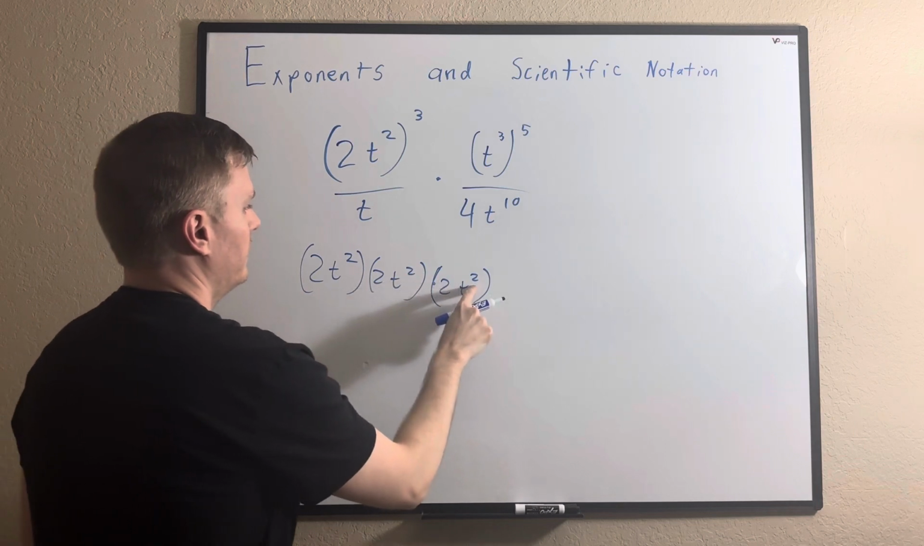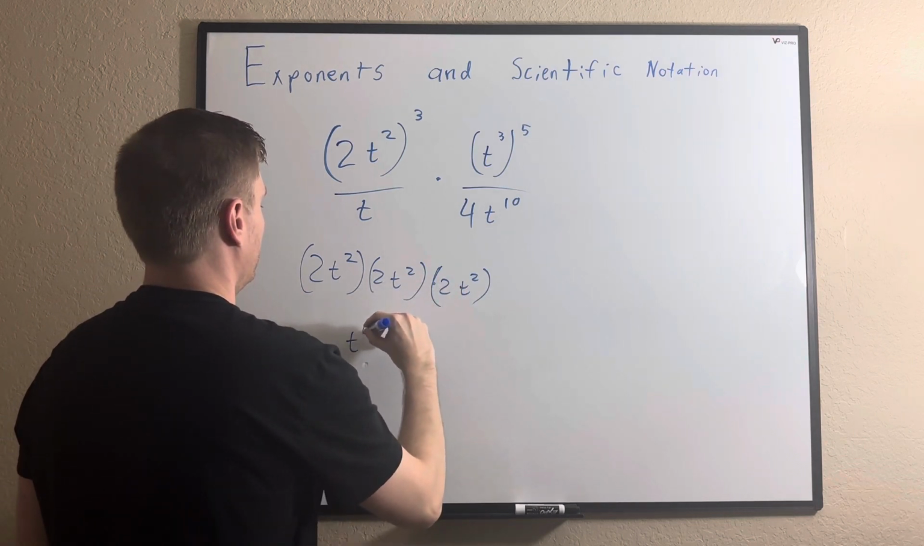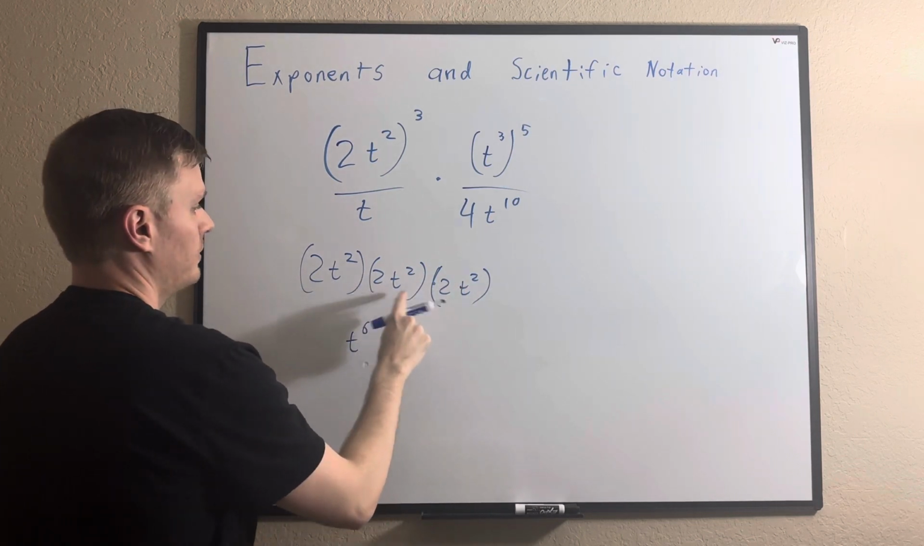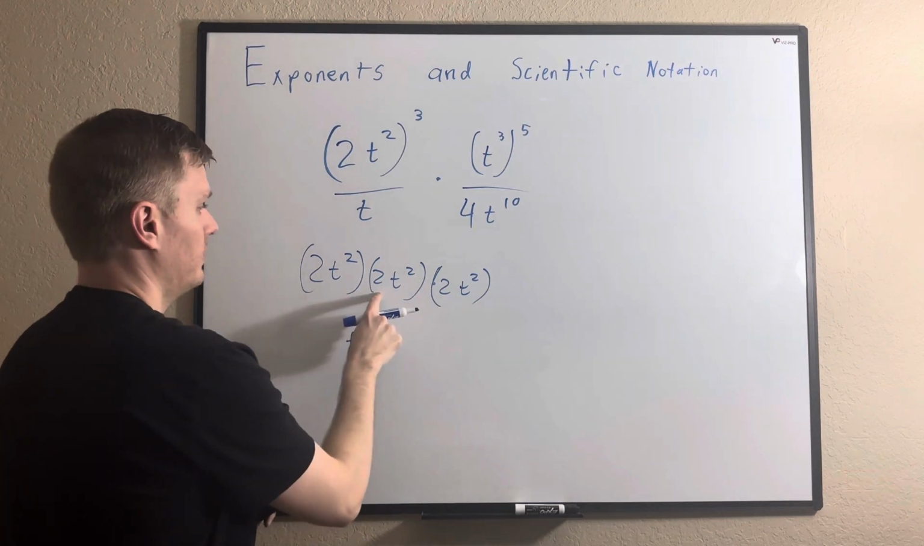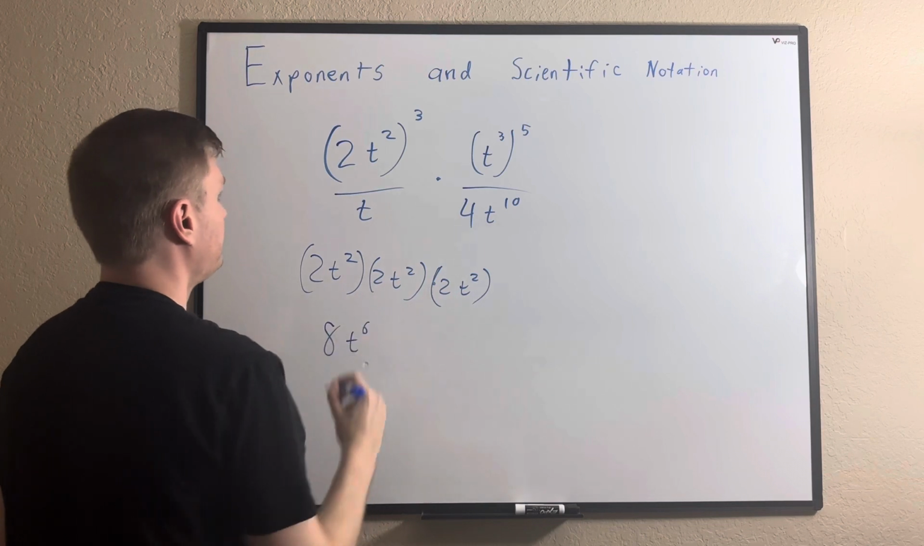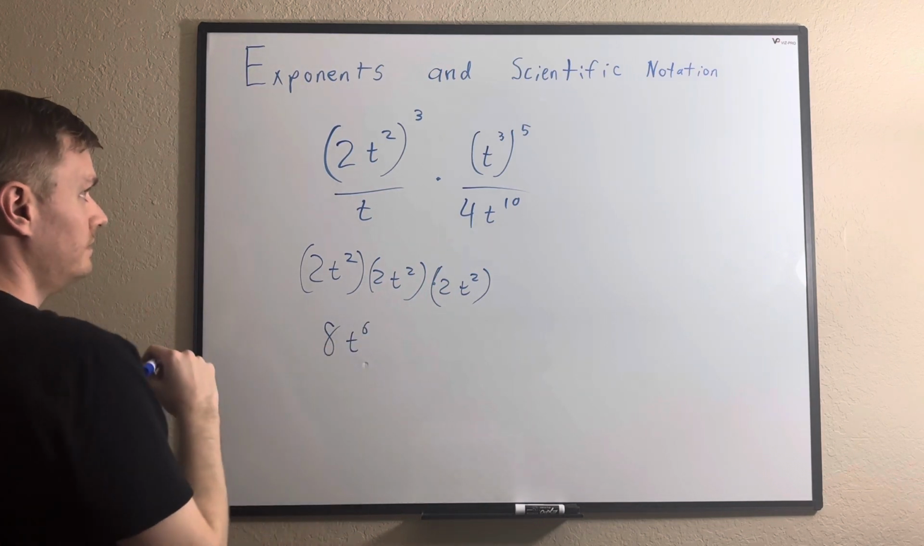2 plus 2 plus 2 is 6. So t to the 6th. 2 times 2 times 2 is 8. So 2 times 2 is 4 times 2 is 8. Yeah.